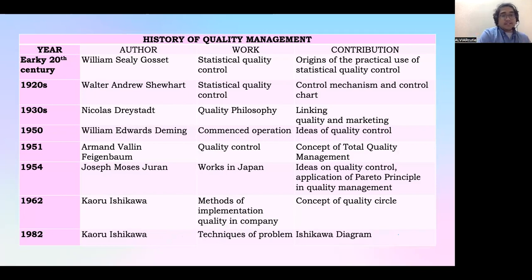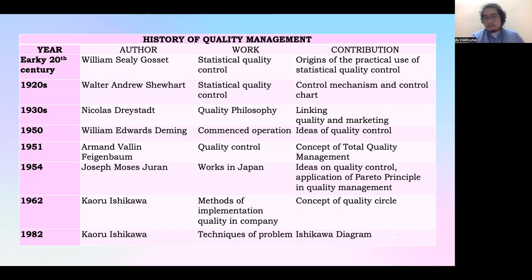Then noong 1930s, Nicholas Dreystadt, Quality Philosophy, he linked quality and marketing. Noong 1950 naman, si William Edwards Deming. Ang contribution niya sa quality is ideas of quality control. And noong 1951, hindi nagpatalo si Armand Feigenbaum. Quality control naman siya noon.